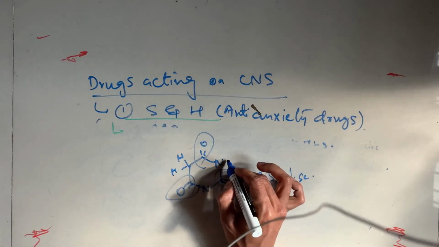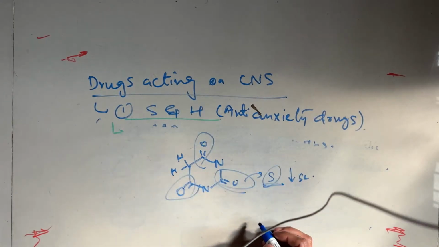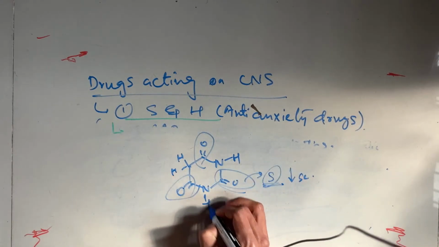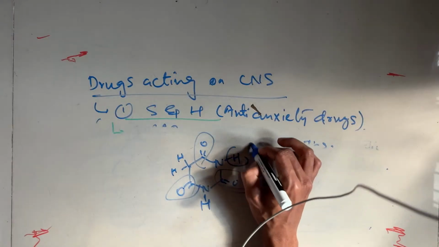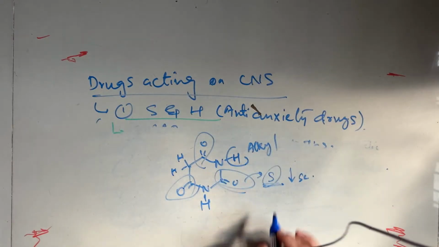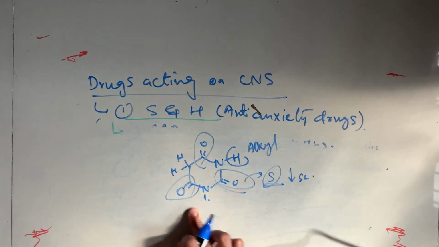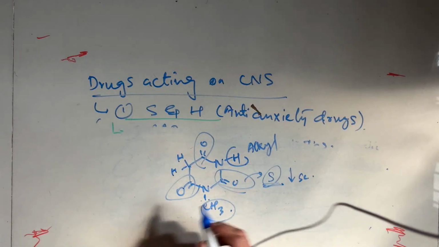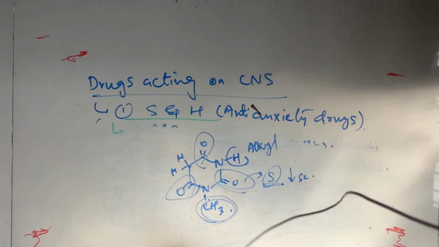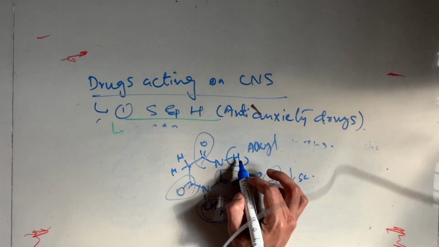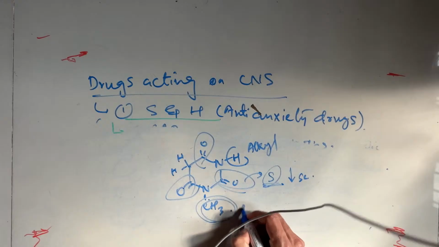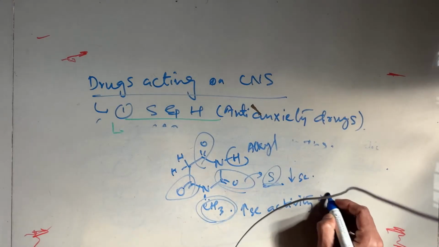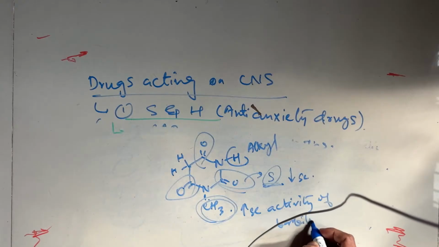Now the second point, that is the second substitution, is on the nitrogen, where hydrogen is there, right? Now we can substitute that hydrogen with any kind of alkyl group such as CH3. For example, in the case of mephobarbital, CH3 is there, right? So the substitution of the hydrogen with the alkyl group will increase the activity. It will increase the activity of the barbiturate, right?